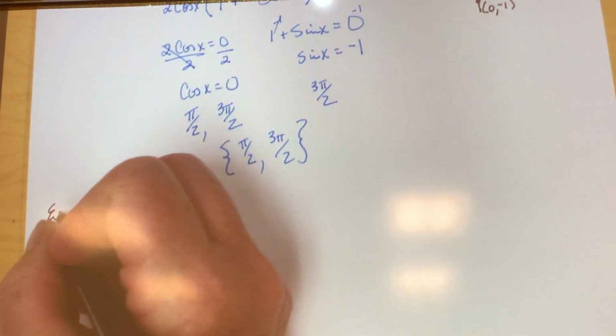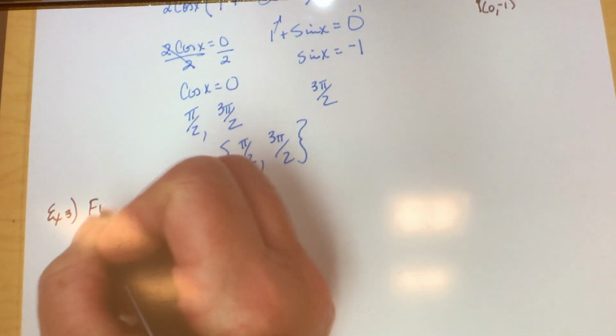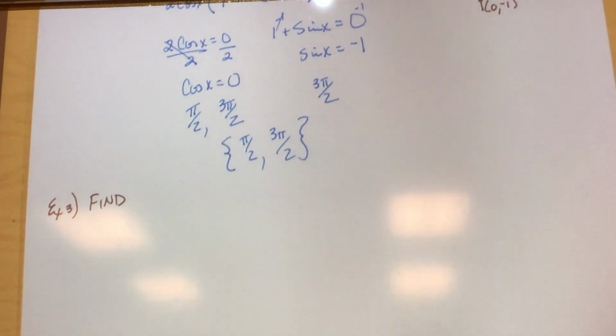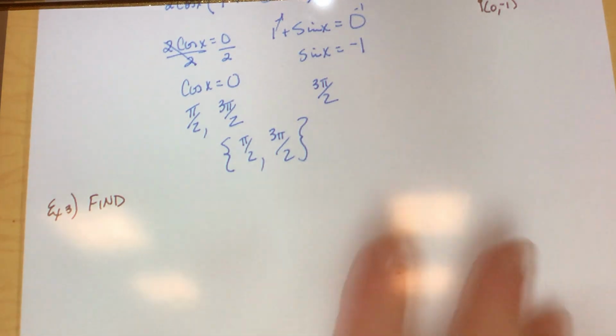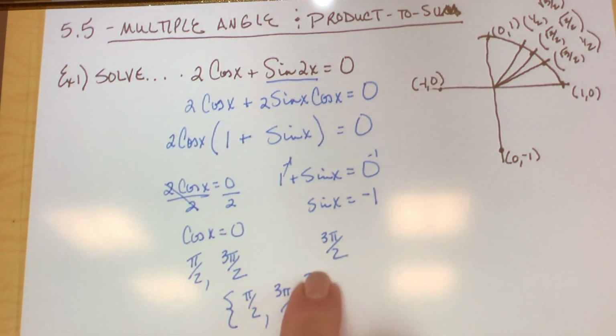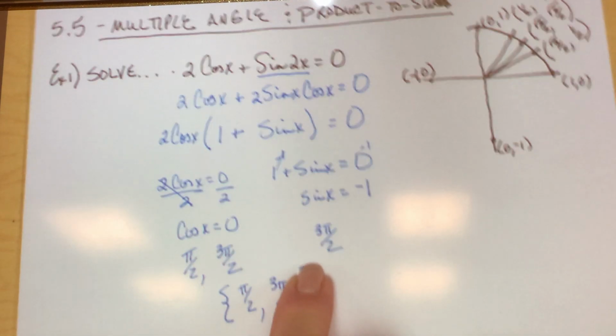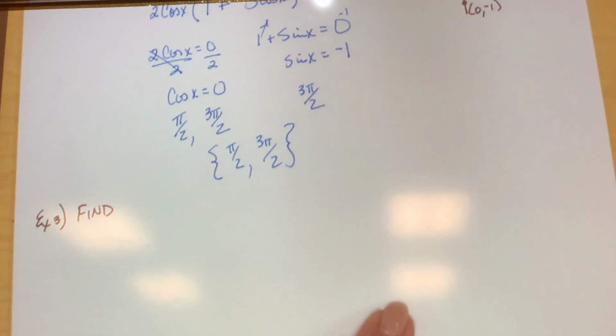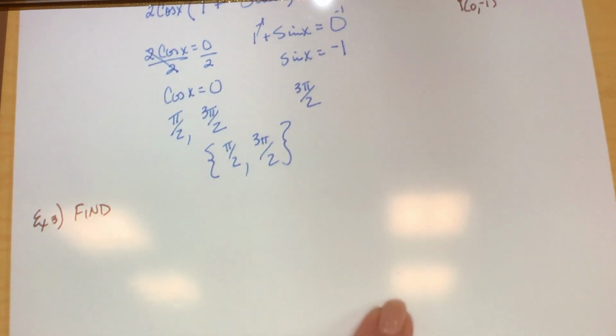So example 3. Find, oh, you're gonna like this. This is cool. Okay, and this is an easy one. I didn't think this one was too bad. Did you think this one was too bad? Yeah. Not too bad. This one's not gonna be too bad. Then they get a little messy.